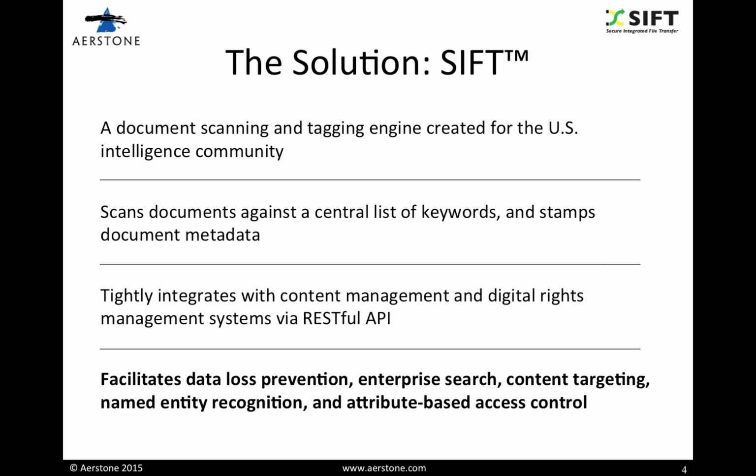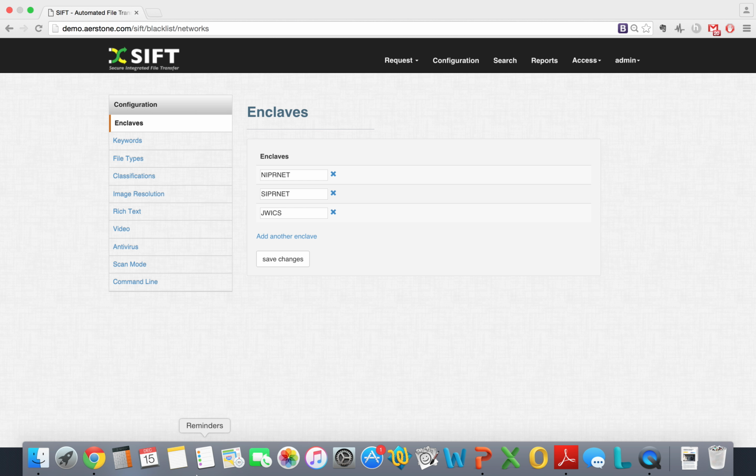The first step in SIFT is to define your network enclaves. In this case, we've defined 3, NIPRNet, SIPRNet, and JWICs. Note that an enclave might be an air-gapped classified system, or perhaps just a file share containing sensitive organizational data.